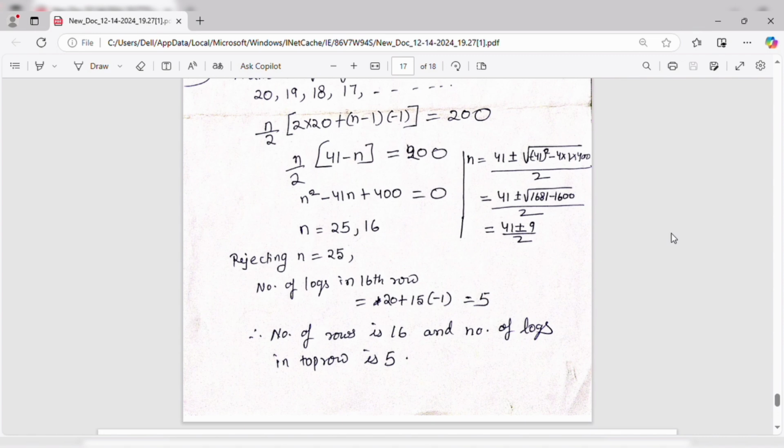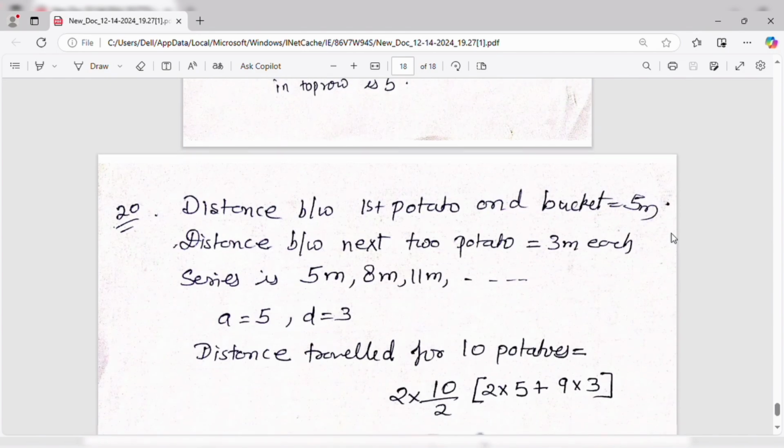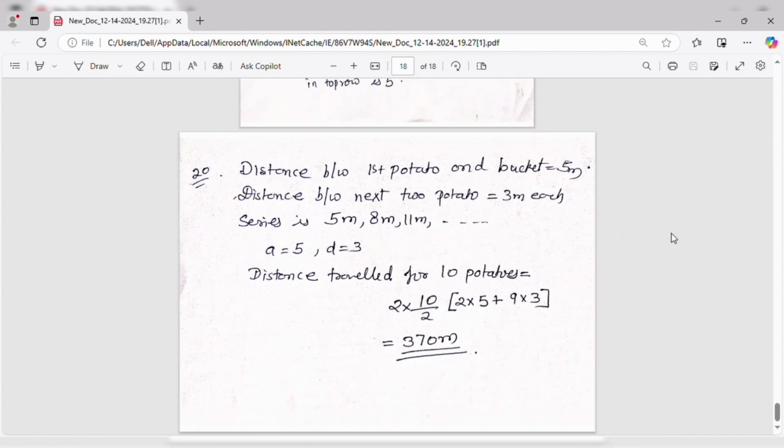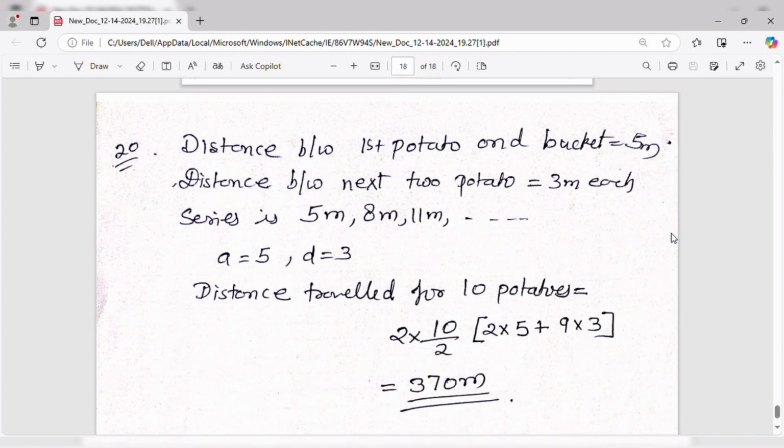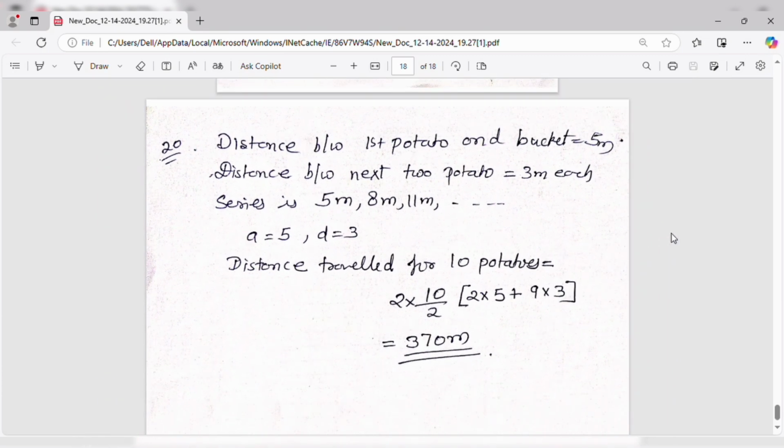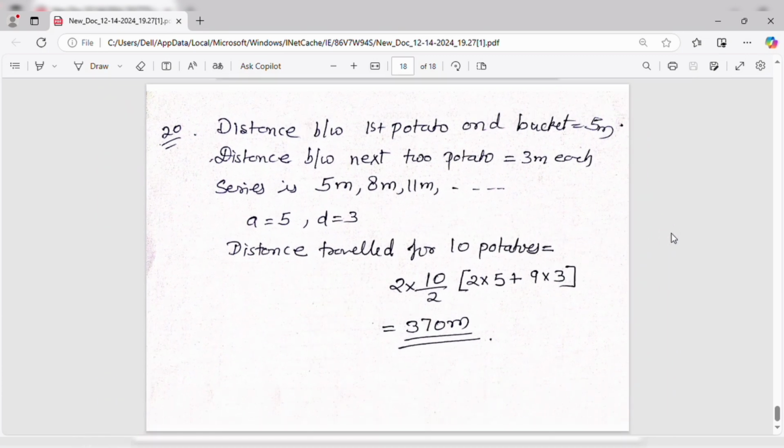Question number 20. In a potato race, a bucket is placed at the starting point which is 5 meters from the first potato and other potatoes are placed 3 meters apart in a line. There are 10 potatoes in the line. A competitor starts from the bucket, picks the nearest potato, runs back with it, drops it in the bucket and runs to pick the next potato, and then drops it in and continues to do the same thing until all the potatoes are in the bucket. What is the total distance the competitor has to run?